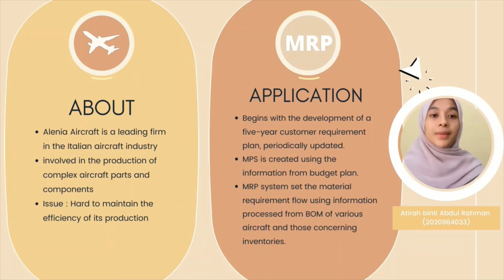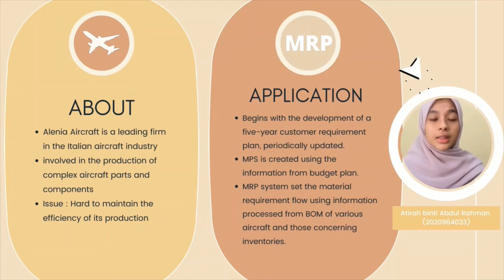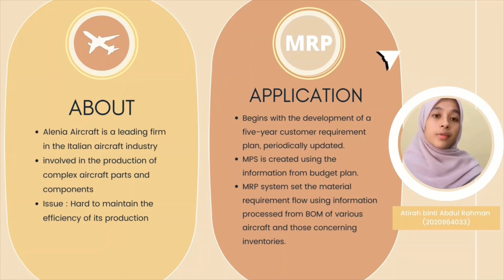Next, the application of MRP. About 10,000 different parts and components of Alenia have been managed through the MRP system. Alenia's aggregate production plan begins with the development of a 5-year customer requirement plan, which is revised every 15 days according to the changes taking place. After that, the Master Production Schedule (MPS) is created using the information from the budget plan. Utilizing the information processed from the bill of material of the various aircraft and those concerning inventories, the MRP system of Alenia then comes out with the material requirement flow.